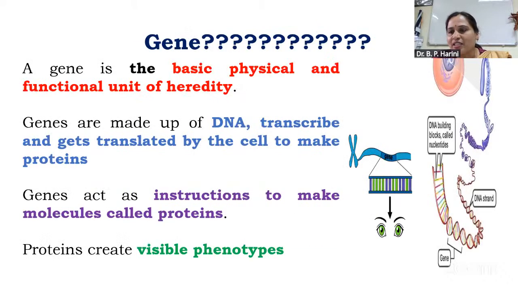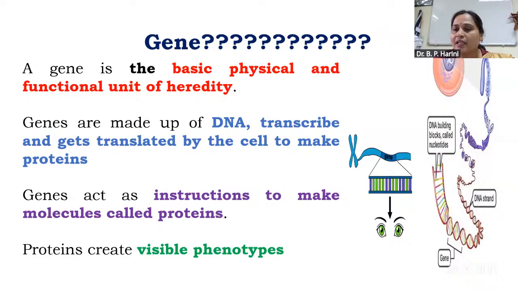So what is a gene? You know what is a gene? A gene is a basic physical and functional unit of heredity, as you know. And here the gene consists of DNA that gets transcribed and translated by a cell to make proteins. These genes act as instructors to make molecules called proteins. And these proteins create visible phenotypes.